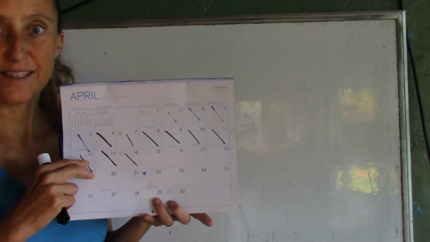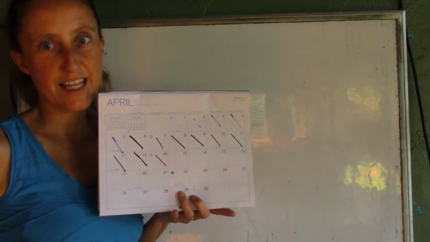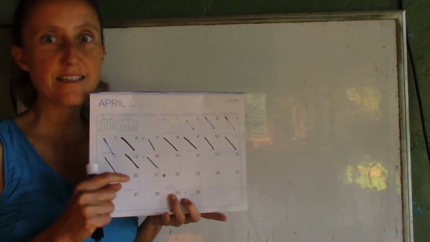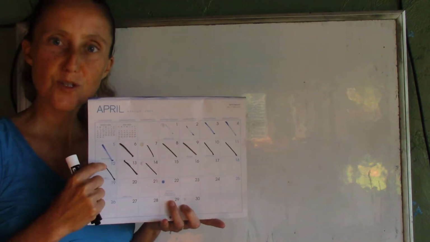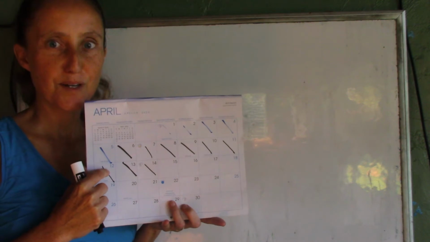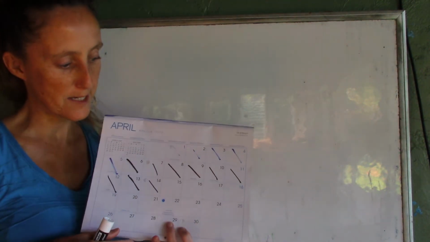Do you remember the months of the year? How many months of the year are there? 12. Okay, let's say them. January, February, March, and April, May, June, July, and August, September, October, November, December. Those are the months of the year.